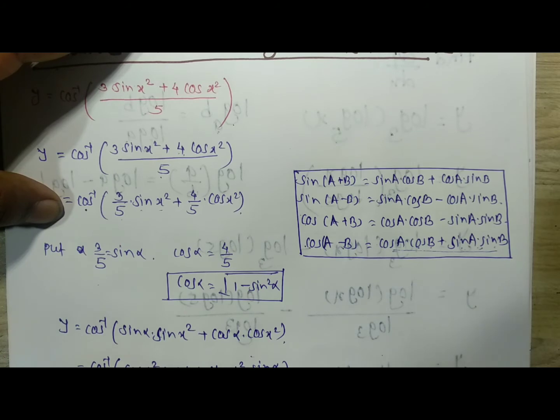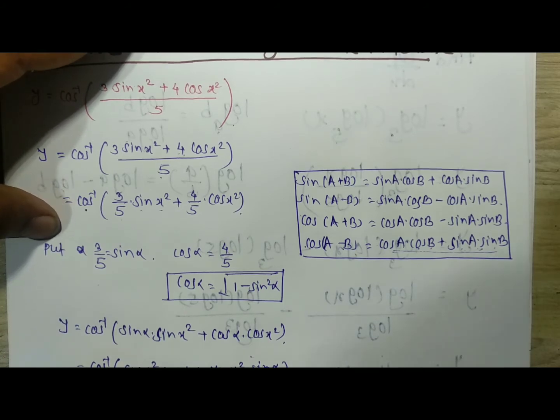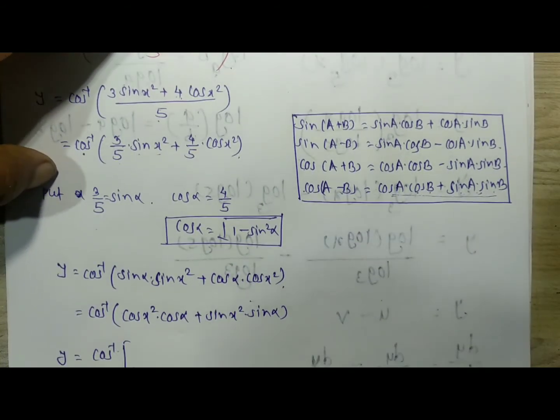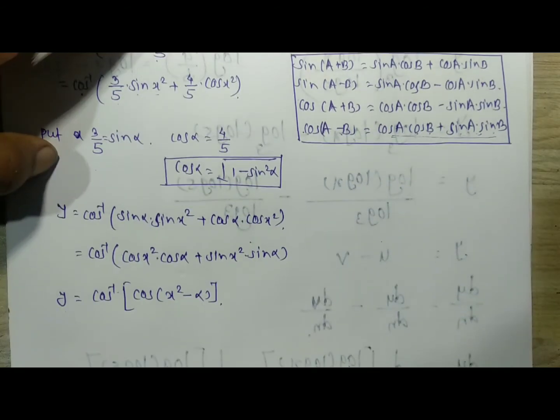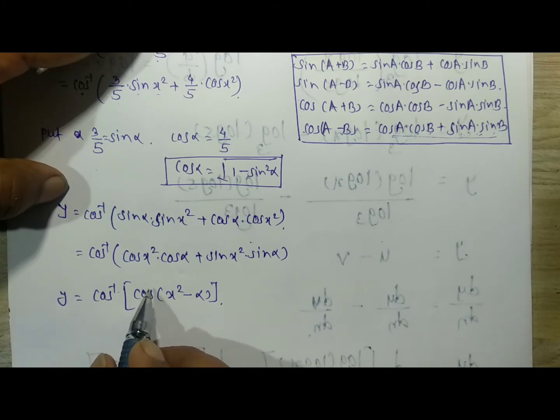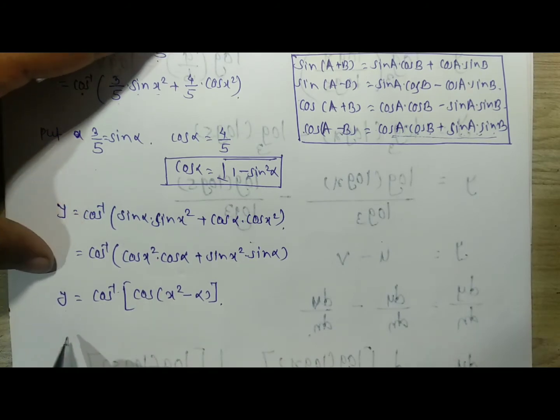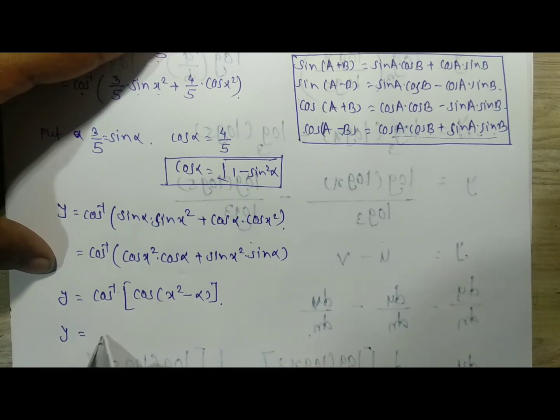You will get y is equal to cos inverse of cos(x square minus alpha), and cos inverse and cos cancel each other. You will get y is equal to x square minus alpha.